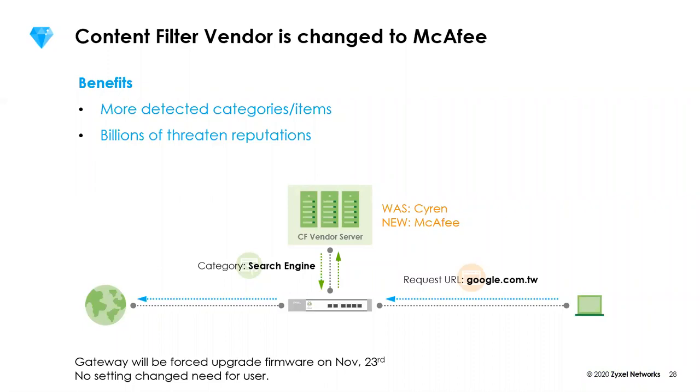And then on the gateway side of things, we are in the process of changing over who's providing our content filtering. The new provider is going to be McAfee going forward. We were using Cyren in the past, and it's going to switch over to McAfee. This is for those of you using content filtering with our NSG gateways.